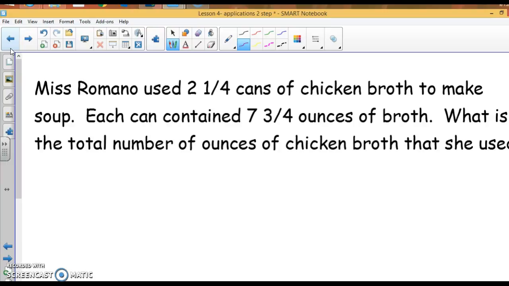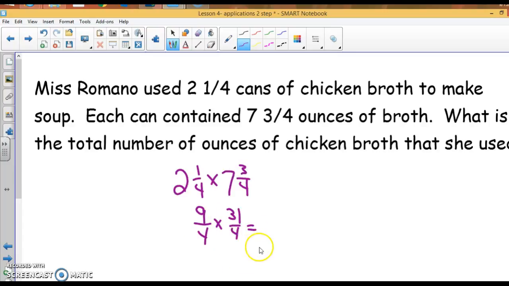What's the total number? So I have 2 1/4 cans. Each can has 7 3/4. So I'm going to multiply 2 1/4 times 7 3/4. To multiply mixed numbers, you need to change them to improper. So this will be 9 fourths times 31 fourths. I cannot simplify at all, so I'll have 9 times 31 is 279 over 16. How many times does 16 go into 279?